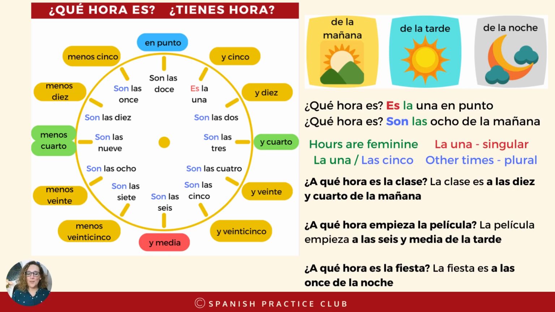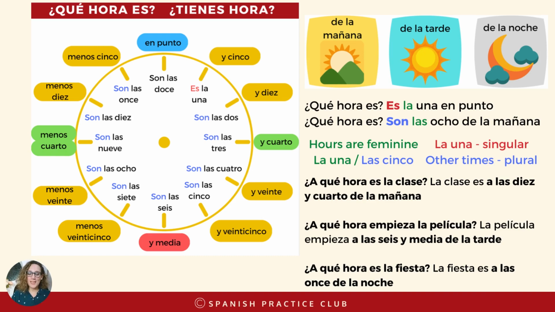On the right-hand side of the slide, we're going to be learning about the expressions that we use to talk about the part of the day that we are describing. So is it 8 in the morning or is it 3 in the afternoon? So morning, afternoon, and evening. To say it's 8 in the morning, we would say son las 8 de la mañana. And to say that it's 1 p.m., in Spanish, we would say es la 1 de la tarde. So we don't use the abbreviations AM or PM in Spanish. We need to use the expressions de la mañana, de la tarde, de la noche.